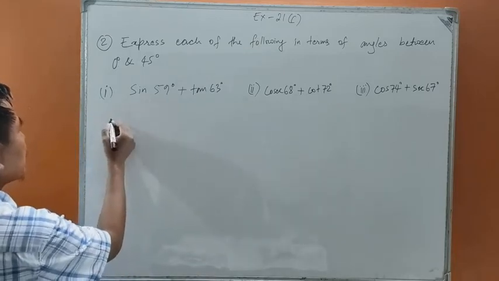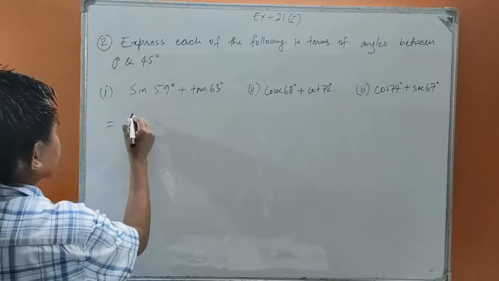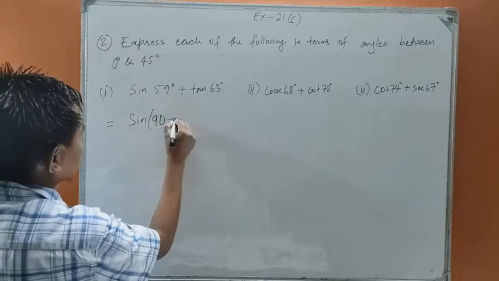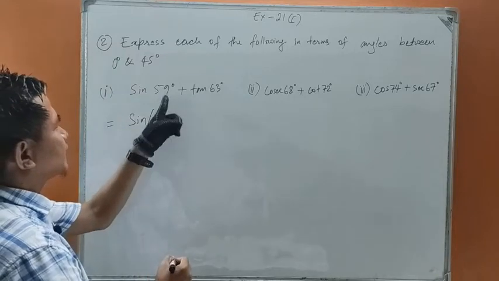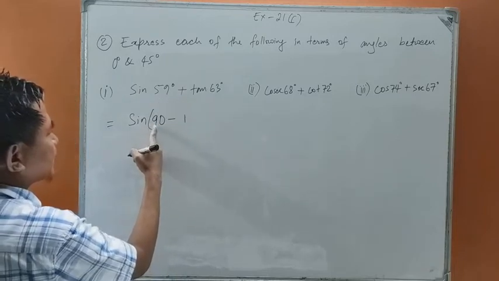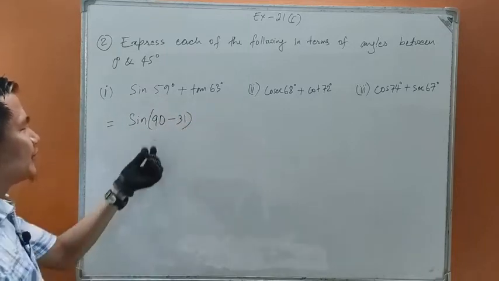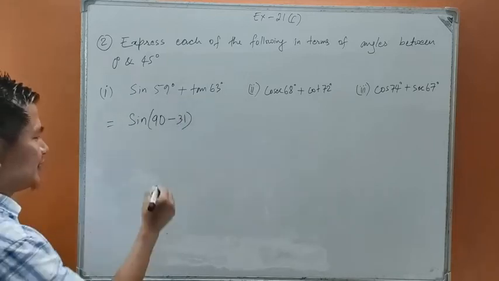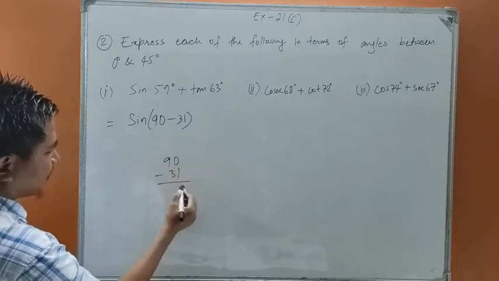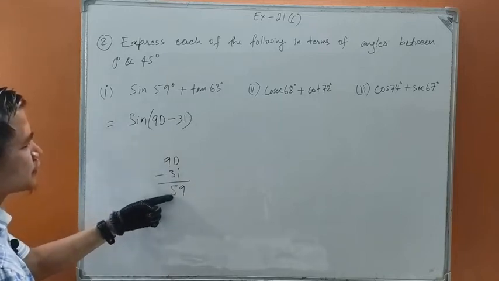So we'll start from question number 1 of 2. We have sin 59 degrees plus tan 63 degrees. Sin 59 can be written as sin of 90 minus something. 90 minus 31 is 59, because 10 minus 1 is 9, this becomes 8, and 8 minus 3 is 5. So 90 minus 31 gives us 59.